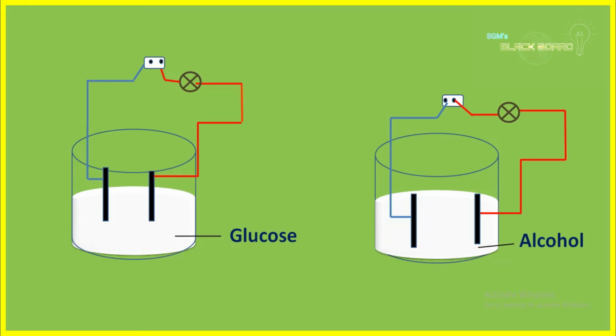Now let us test the conductivity of electricity by passing it through glucose solution. Just observe the bulb here. So the bulb has not glowed in glucose. Similarly, if you see alcohol, the bulb does not glow. Just observe here, in alcohol solution also, while passing electricity through the solution, the bulb does not glow.